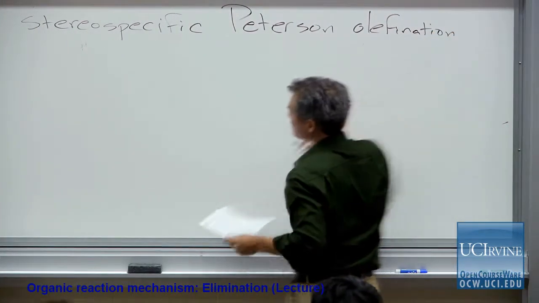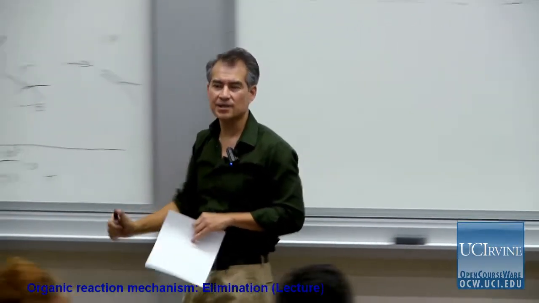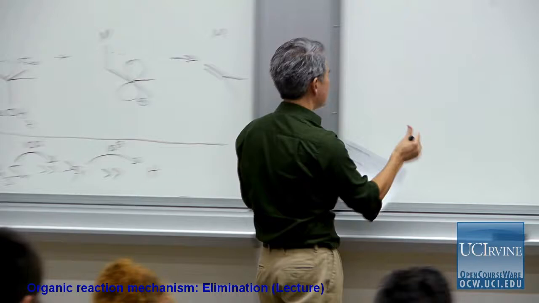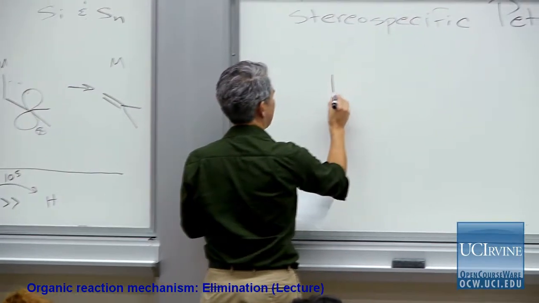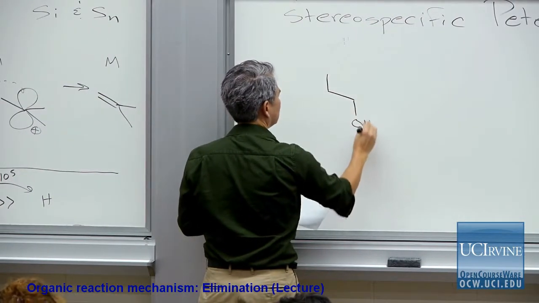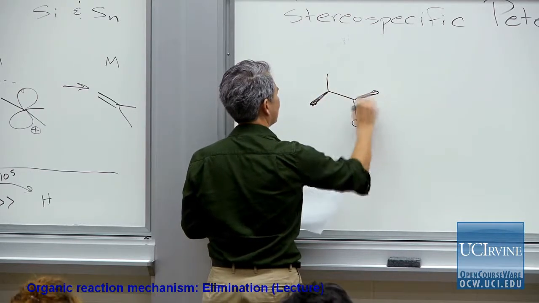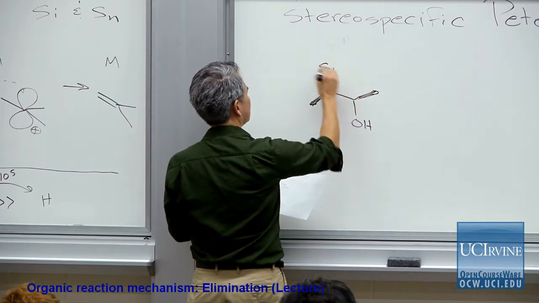So there's an elimination process called the Peterson olefination. And there's 2 variants of this reaction, and I'll show you those 2 variants. So let's just imagine that we've got some sort of beta-silyl alcohol. And in this case, I'll draw a stereochemistry here associated with the starting material. I'm not going to draw the H's at this position.